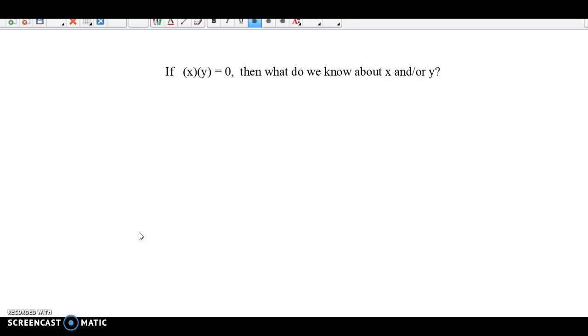So, solving quadratic equations. First I want to start off by talking about this statement here. If x times y equals 0, what do we know about x and/or y? Well, obviously, right? Yes, you're right, that either x is 0 or y is 0. One of them has to be 0. Could they both be 0? Well, I guess they could.